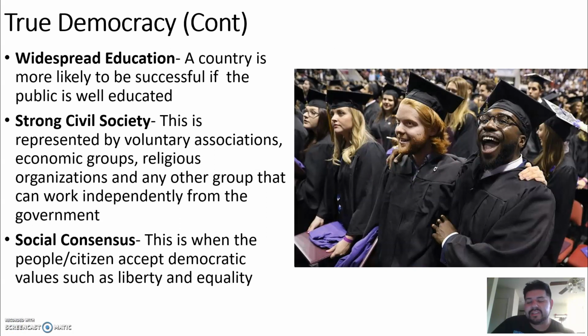Now, the third criteria is this: a widespread education. A country is more likely to be successful if the public is well educated. That goes without saying. Because can you just imagine how this country would be if the people in charge have the intelligence of someone who's 8 years old? They're fully adults, they're well functioning. It's just that they don't take responsibility for things. They haven't learned anything in school. They're kind of lazy for being adults. Can you imagine how this country would be?